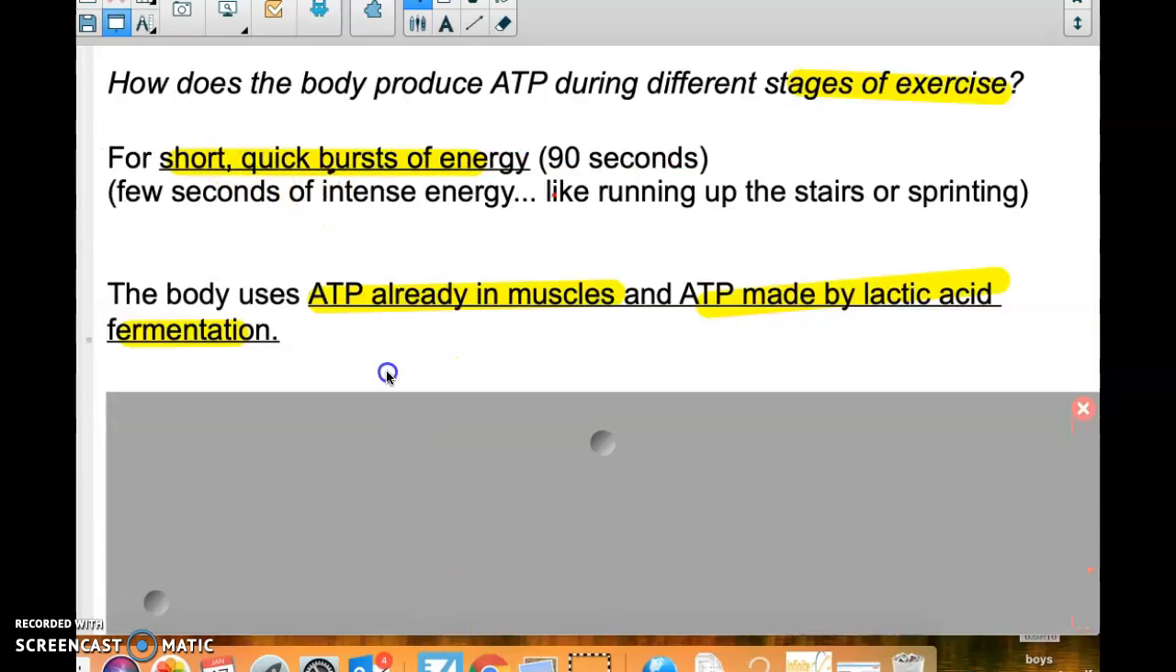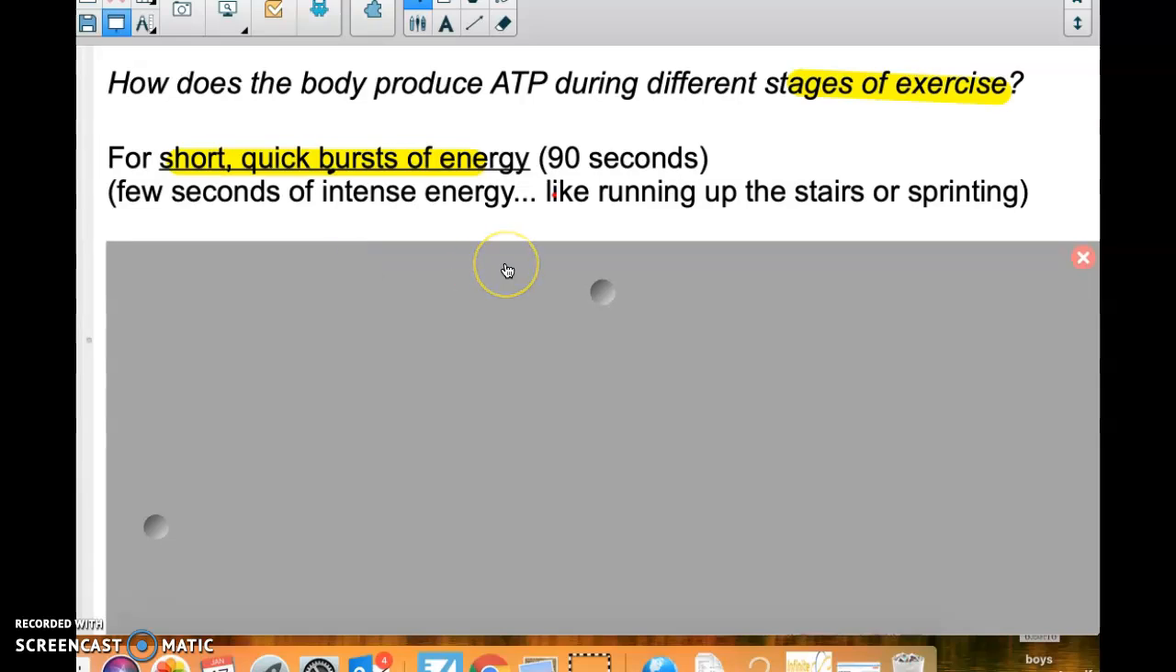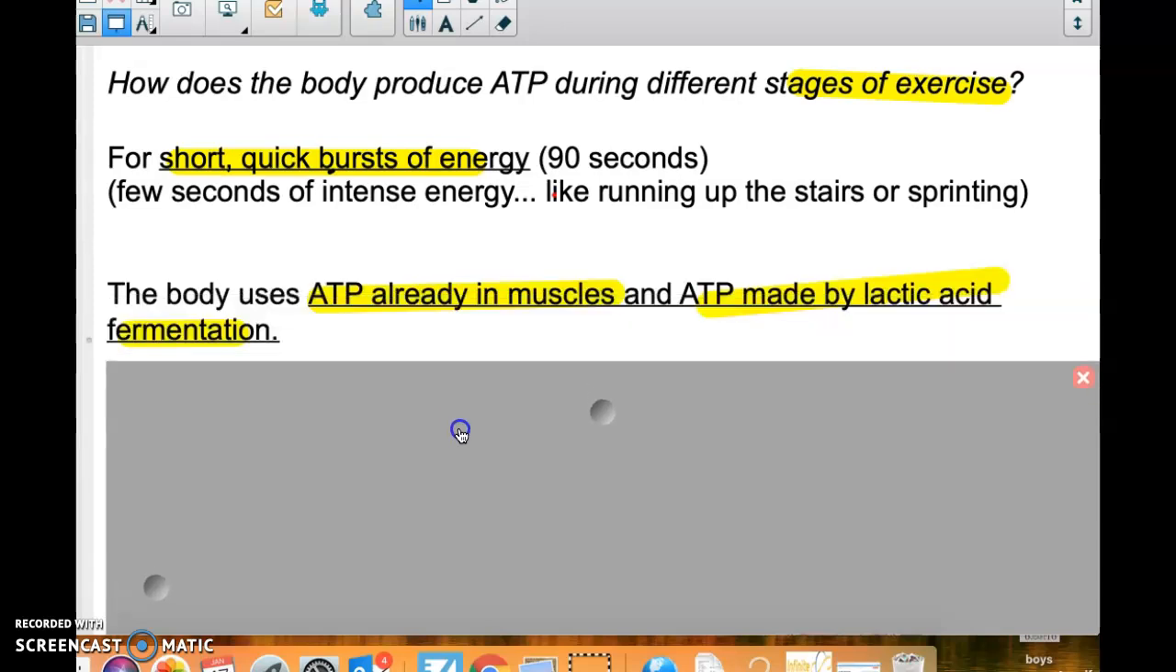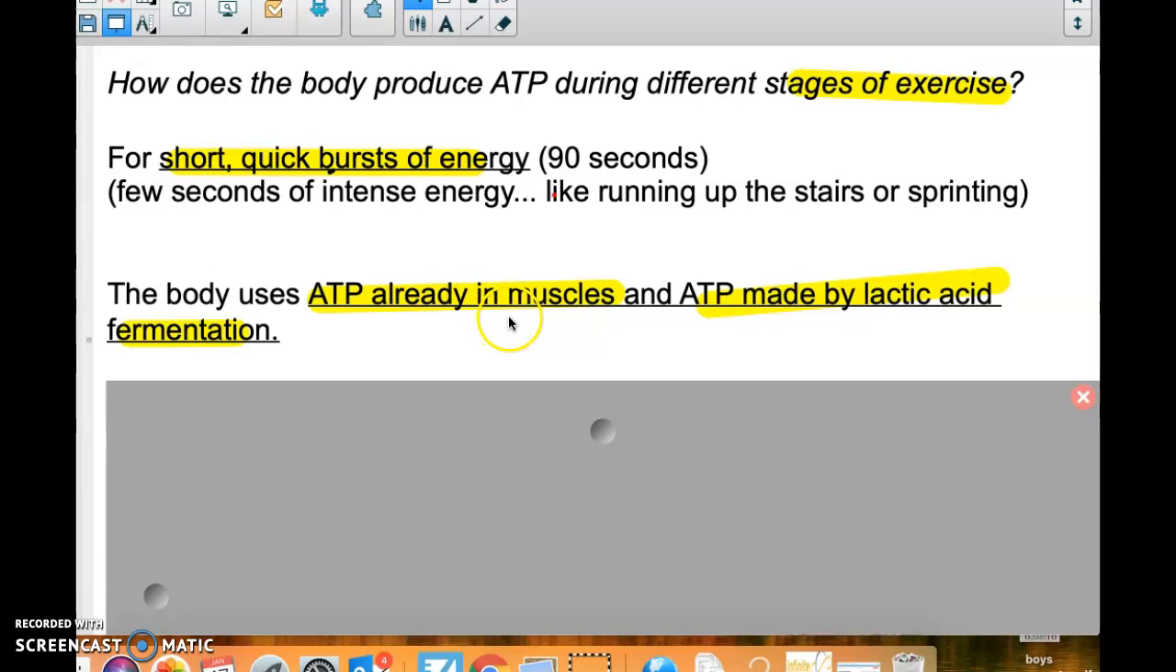So this usually happens when you have short, quick bursts of energy. So for like 90 seconds of intense energy, you might go into lactic acid. There is already ATP in your muscles, but you might need more ATP if you're doing something really quick and need an intense moment. And so you might have lactic acid fermentation get you some quick ATP energy because you don't have a lot of oxygen.